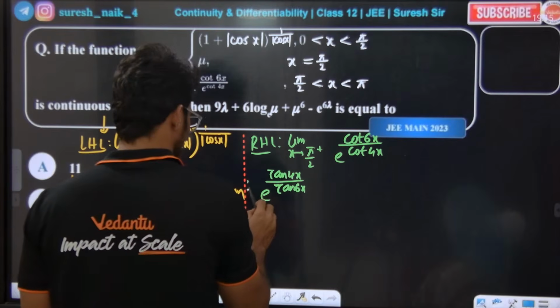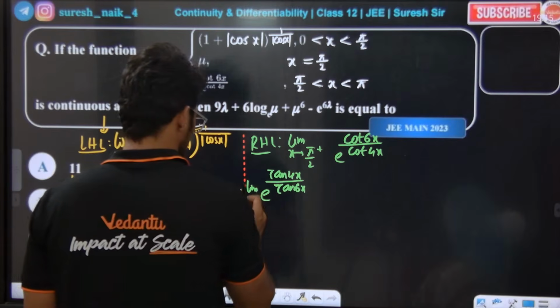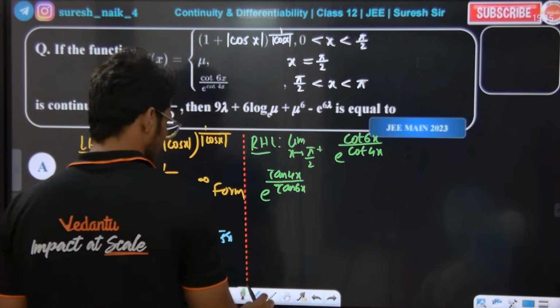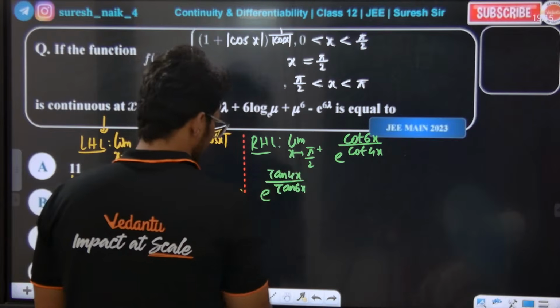Understood? Limit as it is. Limit extending towards, okay, limit is as it is, I'm not disturbing that. Okay, limit is same, sir.